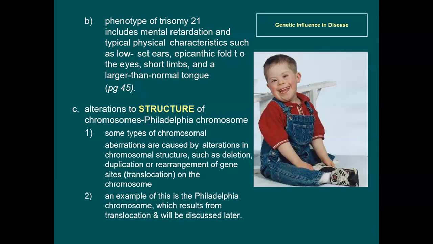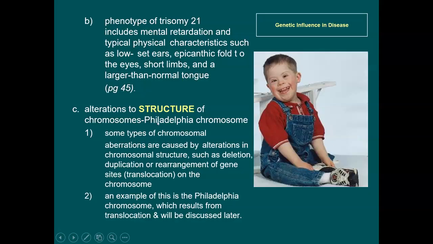And then there's certain physical characteristics that can be seen, such as low set ears, epicanthic fold to the eyes, which is in here, and then short limbs. That's different than webbed limbs. There are shorter limbs compared to somebody with normal growth and development, and then a larger than normal tongue.